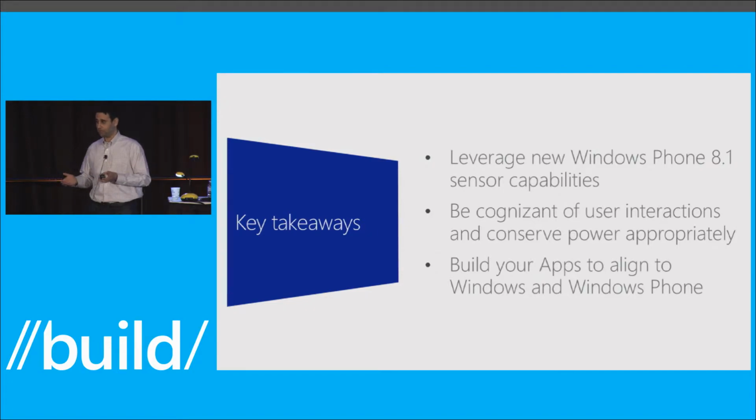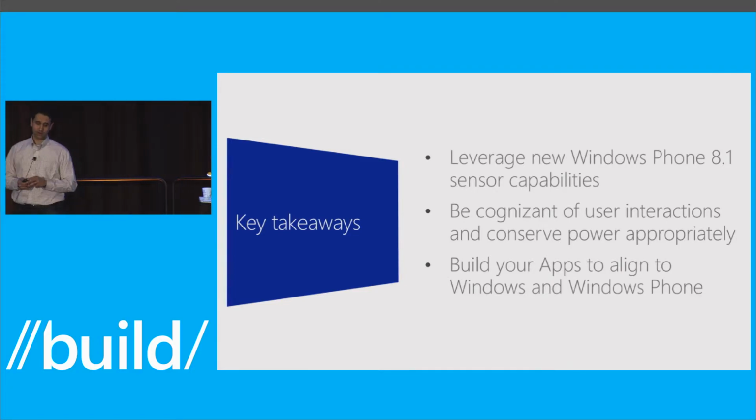In certain conditions, like low battery conditions, you may not even get some of that data consistently, so be aware of that. And lastly, by following some of these practices, you can make sure that your applications run uniformly or universally across both Windows 8 and Windows 8.1.